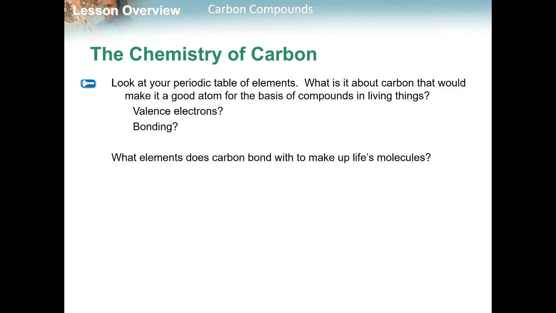Then we're going to focus on bonding. One of the things we're going to see is that most of the carbon compounds that are formed bond covalently. They share electrons. But we're also going to see important relationships for chemical reactions that happen with ionic bonding. So let's take a look at carbon and see why carbon is so important in making up life's molecules.